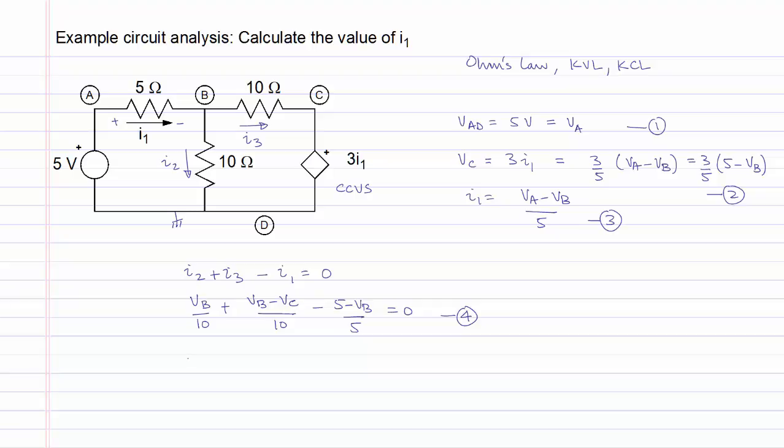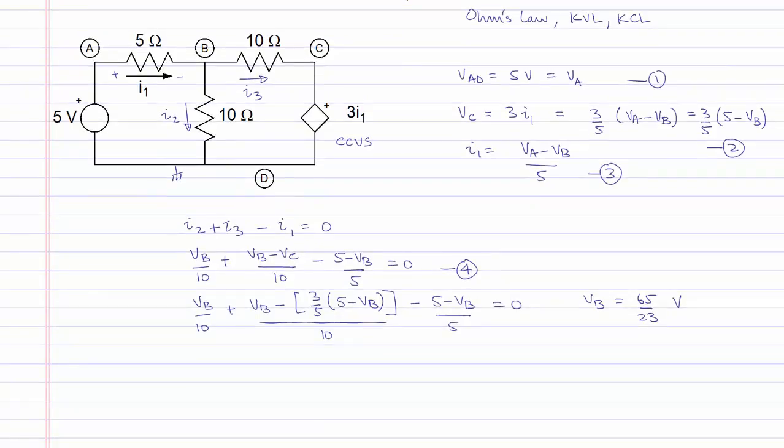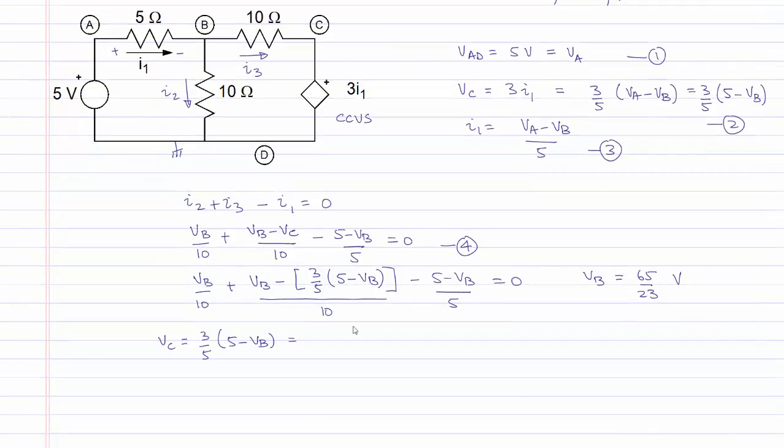We will substitute equation 2 into equation 4, and this will give us one equation in one unknown, which is VB, and it can be solved for the value of VB, 65 over 23 volts. Once we know the value of VB, we can calculate other quantities such as VC, 30 over 23 volts, and I1, which is equal to (5 minus VB) over 5, which will be equal to 10 over 23 amperes.